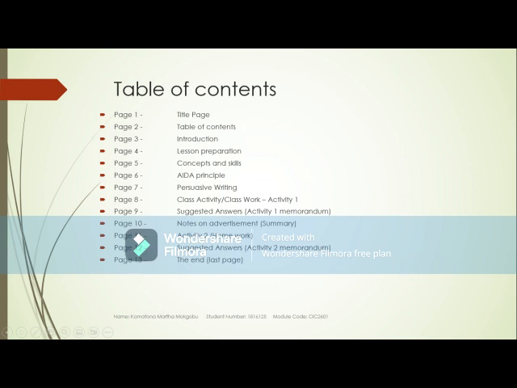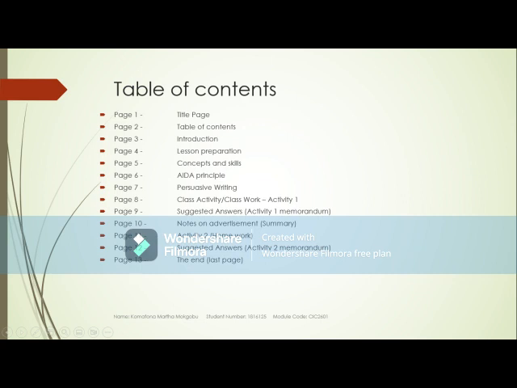Page 7 is about writing. Page 8 is our class activity 1. Page 9 is suggested answers of activity 1. It's kind of like a memorandum. Then we go to page 10. It's about notes on advertisement, a summary you may say. Page 11 is activity 2, homework. Page 12 is suggested answers of our homework activity 2. Then page 13 is the end of the papers.